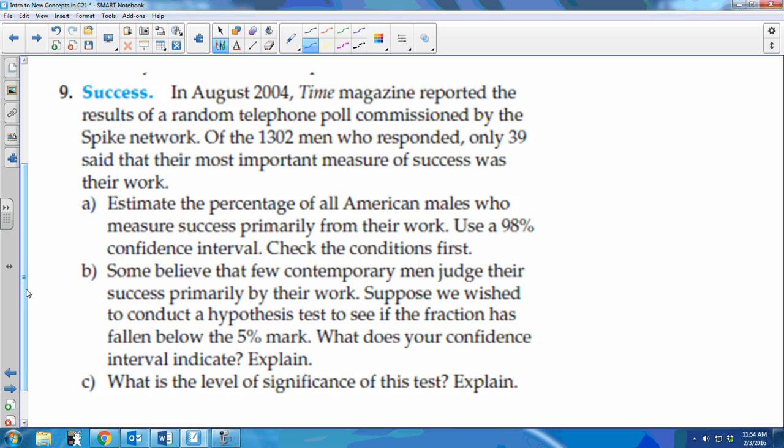Check the conditions first. Okay, so I'm not going to write all the conditions down because I don't want to do that. If you guys don't know the conditions by now, you haven't been paying any attention. So you have to check all of your conditions. I've already checked them all. It's good to go. All right. So we're good. We can do a 1 proportion Z interval. And if we're going to make a conclusion, we can then do a Z test. All right. So for the Z interval, if you're going to write it out, you have P hat plus or minus Z critical value times the standard error. So P hat is 39 out of 1,302, and that ends up being 0.03.